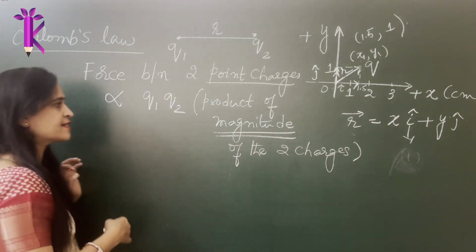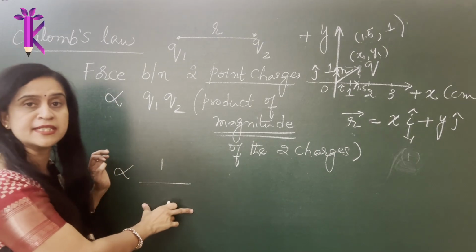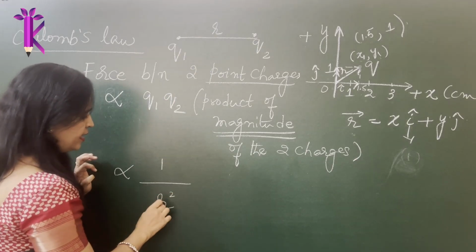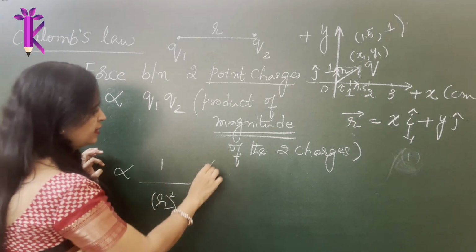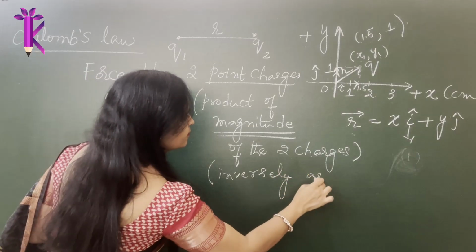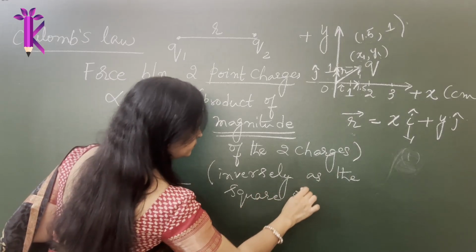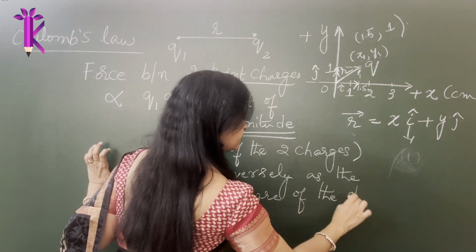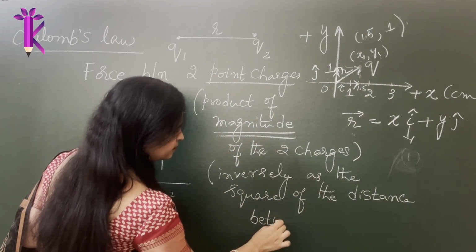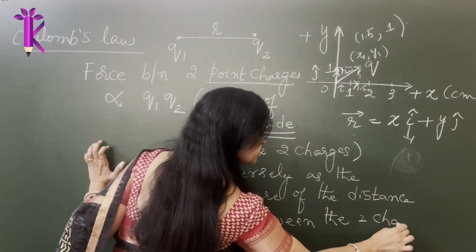And what else does it vary as? It also varies inversely. So once I know inversely, I know something is going to come in the denominator. It varies inversely as the square of the distance between them, or between the 2 charges as such.